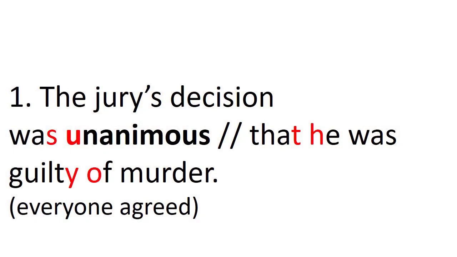Listen and repeat. Number 1, the jury's decision was unanimous that he was guilty of murder. And here we have two different thought groups. So if you notice, I paused a little bit after the word unanimous. But remember, if you're speaking more quickly, you don't need to pause between thought groups. It depends on your speaking style and your personal choices at that moment.